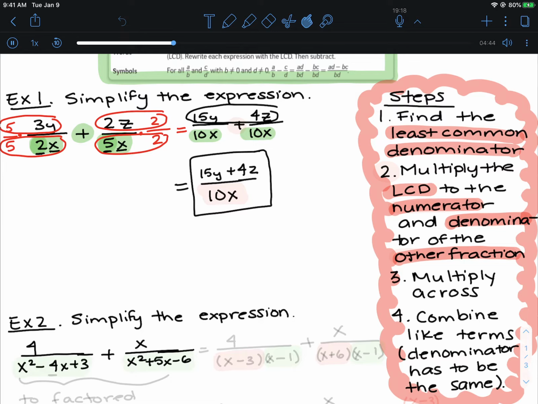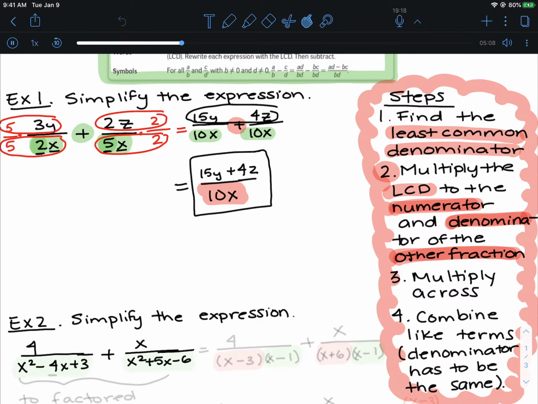So the whole point of step number 2 right here is to multiply the numerator and the denominator by the other fraction, so that way you can, at the end of the day, get the same denominator and therefore be able to combine them. Okay, so that's going to be the tricky part with adding and subtracting these rational functions.